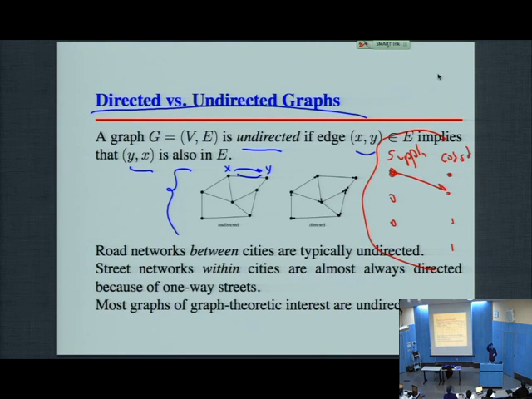Graphs in reverse engineering. If you open an executable up in assembly, you see the call graphs, like what functions call each other.